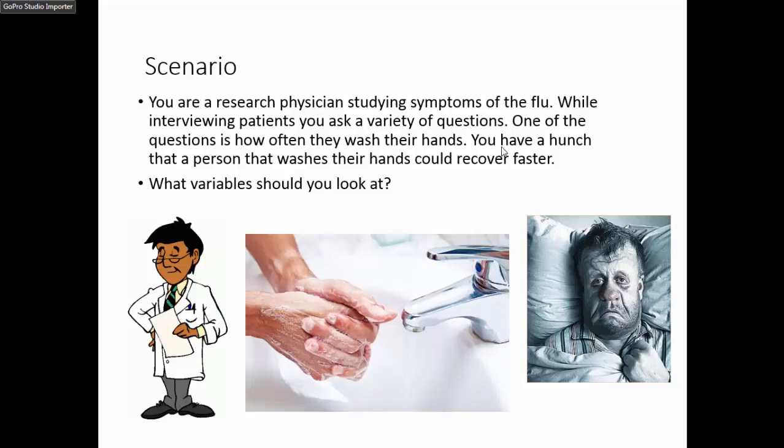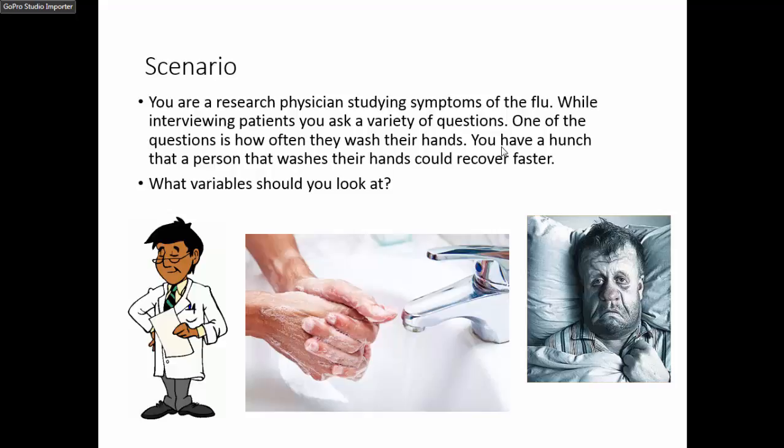I'm also going to go over a couple scenarios which highlight two more statistical tests, a correlation and linear regression. So let's go back to our research physician examples that we've given in the other seminars. So let's say, again, we're looking at symptoms of the flu and we have some data. And one of the questions we've been asking our patients is how often they wash their hands. And we want to know if washing your hands has any correlation or any association with how quickly they recover.